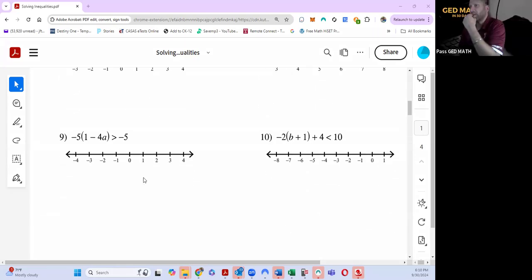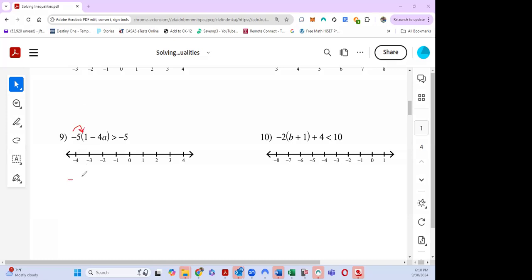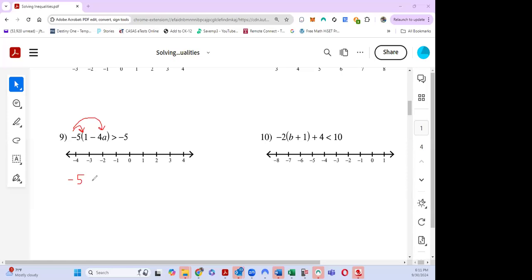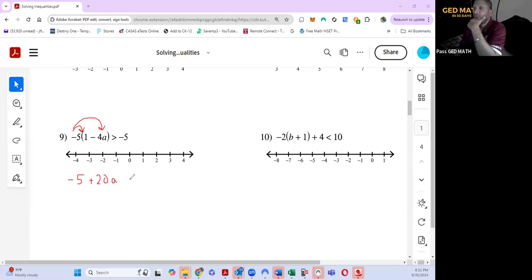Let's look at number 9. There's a negative right there. So again, I'm going to use the distributive property. What's minus 5 times 1? Minus 5. What's negative 5 times negative 4a? It's going to be a positive 20. We bring the variable along with us. 20a is greater than minus 5.